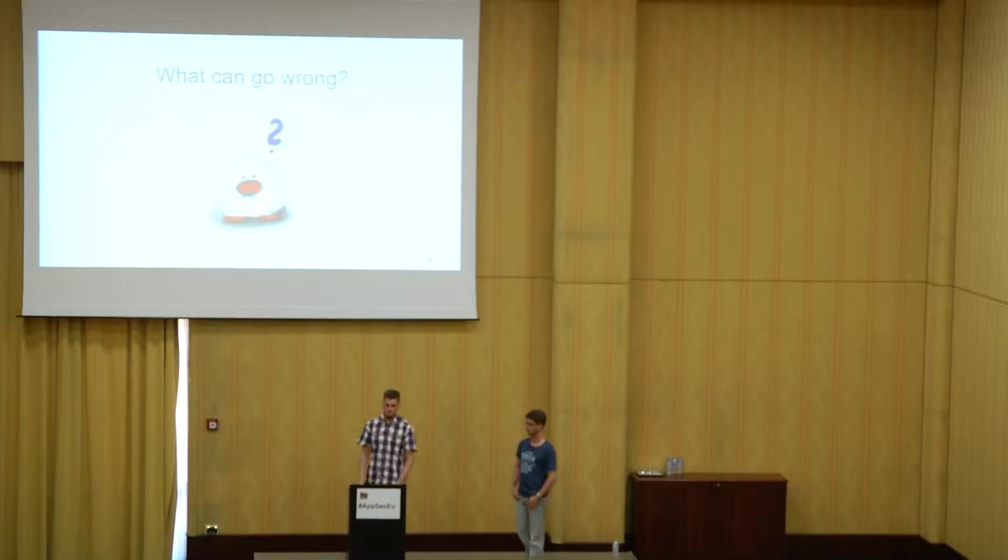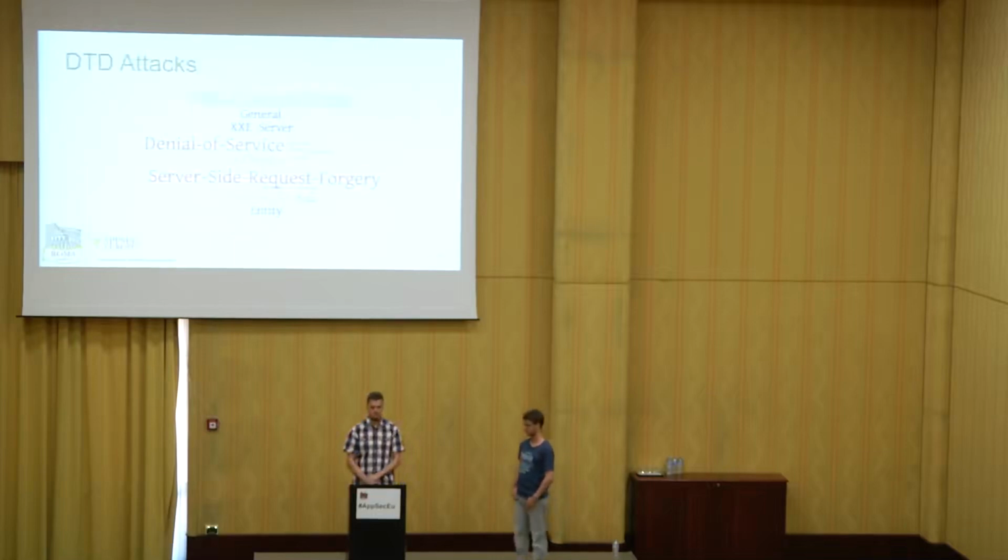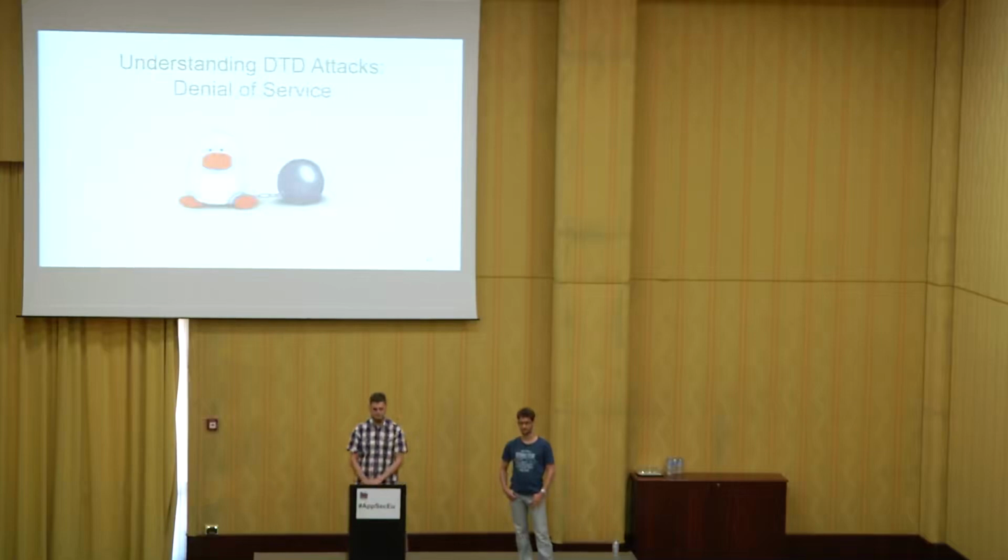So you might ask, what can go wrong? What's wrong with it? So there are a lot of attacks abusing document type definitions. So XML external entity is the most famous one, I think, but there's even more. So the topic of this talk is just XXE, but there are a lot of more attacks, and they are commonly referred as XXE, although they are sometimes denial of service or server-side request forgery. So there's a lot of things you can do with document type definitions. So let's first have a look at denial of service.